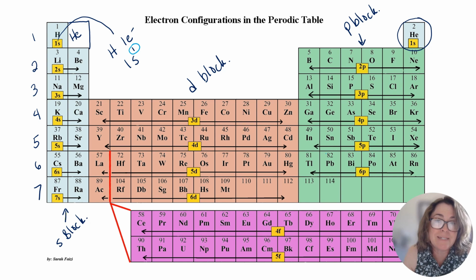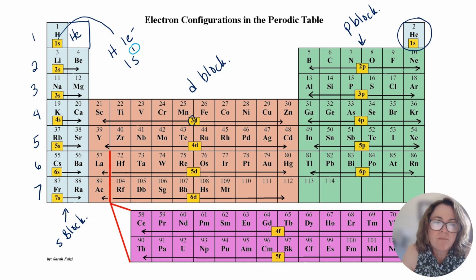And again, we said the Ds could hold up to 10 electrons, and if I count across, I have 10 spaces, so 10 electrons. But notice the Ds don't show up until we hit the 4th period. And then notice here that for the Ds, I've got a 3 in front of there for period 4.